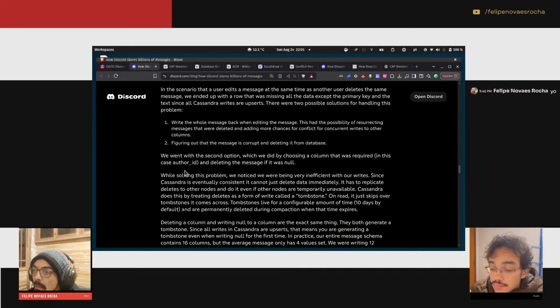While solving this problem, we noticed we were being very inefficient with our writes. Since Cassandra is eventually consistent, it cannot just delete data immediately. It has to replicate deletes to other nodes and do it even if other nodes are temporarily unavailable. Cassandra does this by treating deletes as a form of write called a tombstone.